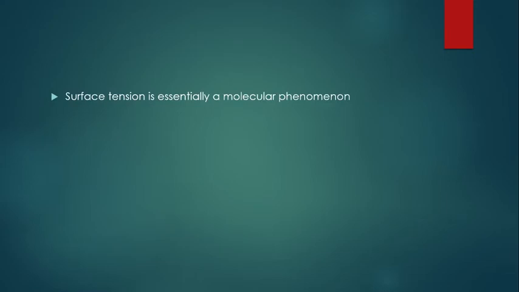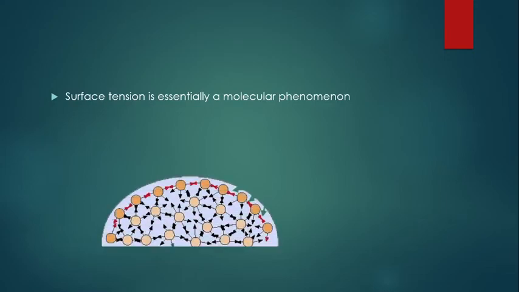So what do you mean by surface tension? Surface tension is essentially a molecular phenomenon. Surface tension is a property of liquid by which the free surface of a liquid behaves like a stretched membrane. That is, when we consider a molecule inside a liquid, we can see that it is attracted by the surrounding molecules. That is, it has upward force, downward force, and also sideways.